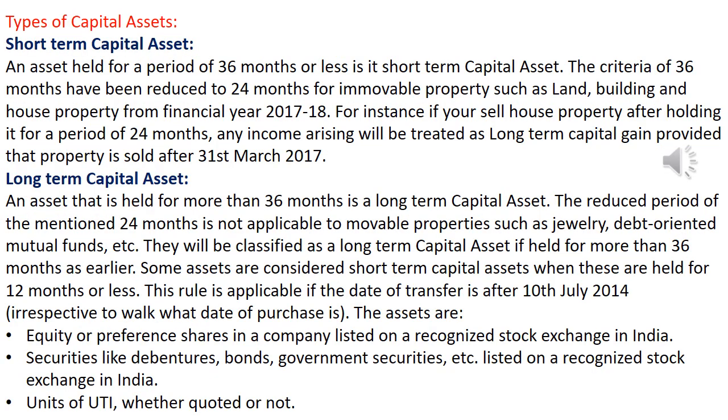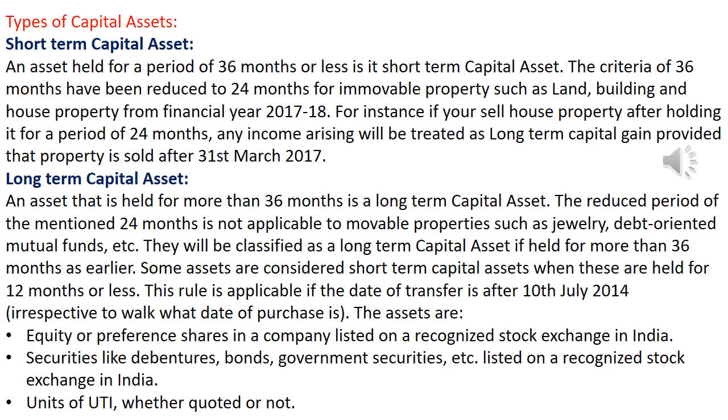So let us get deeper into the types of capital assets. As we said, there is a short-term capital asset and a long-term capital asset. An asset is a short-term capital asset when it is held for a period of 36 months or less. And the criterion of 36 months has been reduced to 24 months for immovable property such as land, building and house property from the financial year 2017-18.